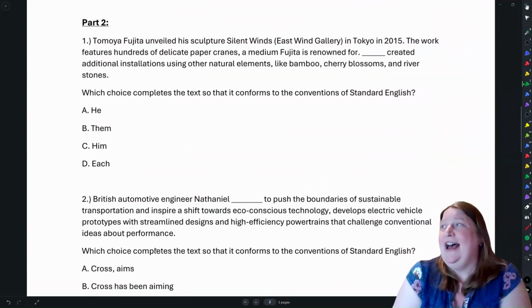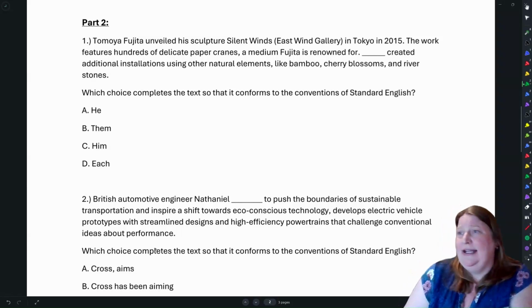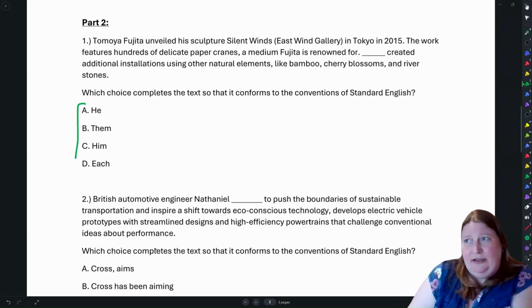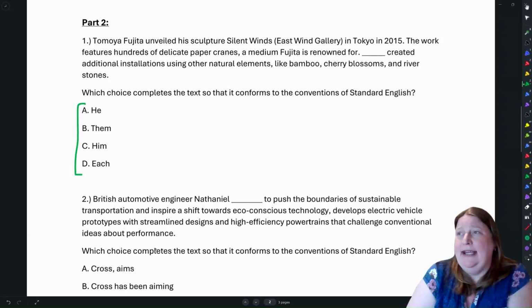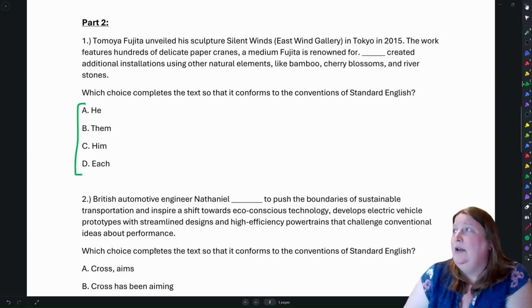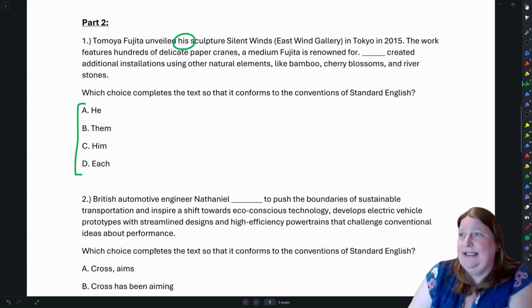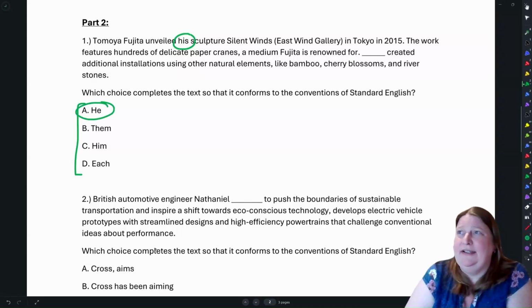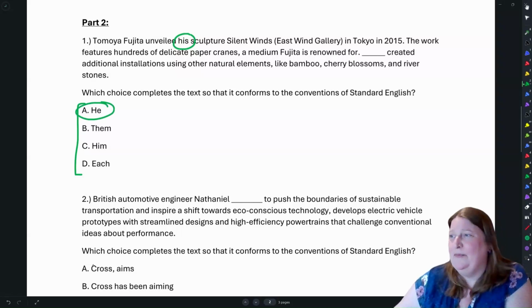Number 1, I can tell, always look at the answers first, and it looks to me like this is a pronoun question. We're going to see the hero of our story here. And I do know that this hero is using he and his as pronouns, so this is going to be A for number 1.